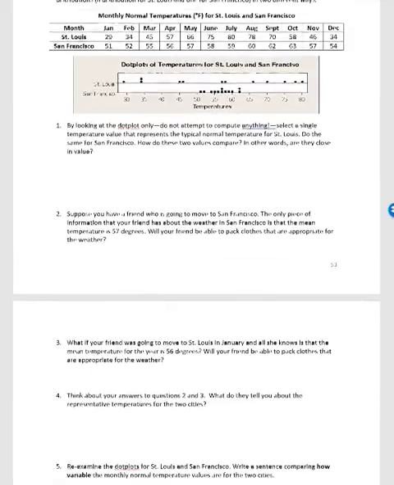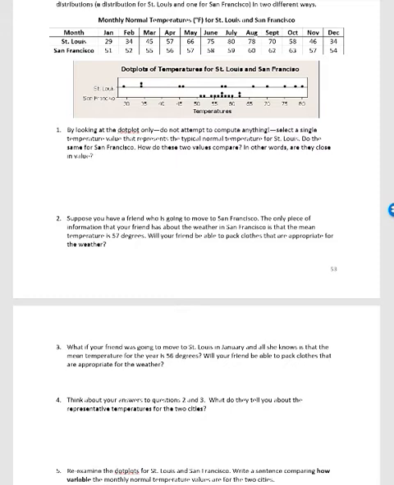Now let's say your friend was moving to St. Louis in January, and the only information that she knows about the weather is that the average temperature for St. Louis for the year is 56 degrees. Do you think your friend will be able to pack clothes that are appropriate for the weather? Again, make sure you're pausing to reflect, think on these, put your thoughts down.